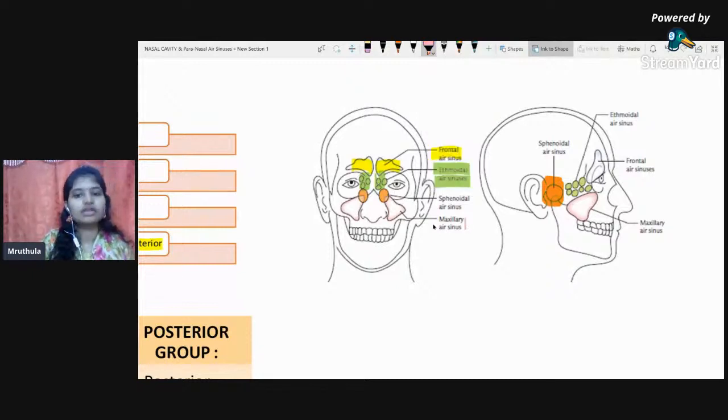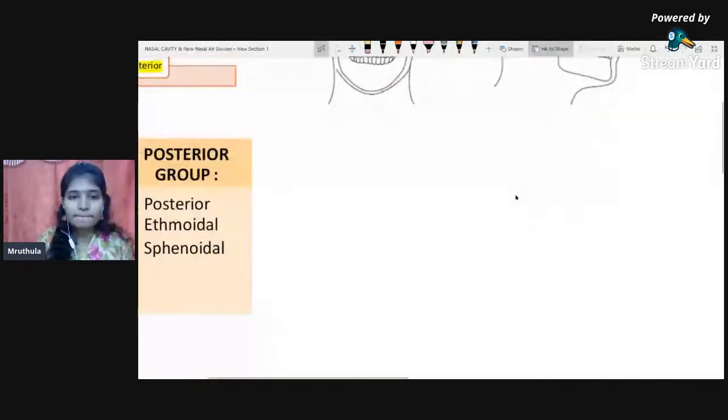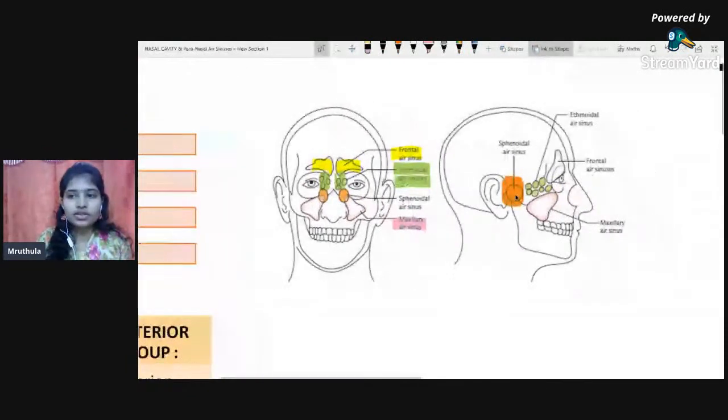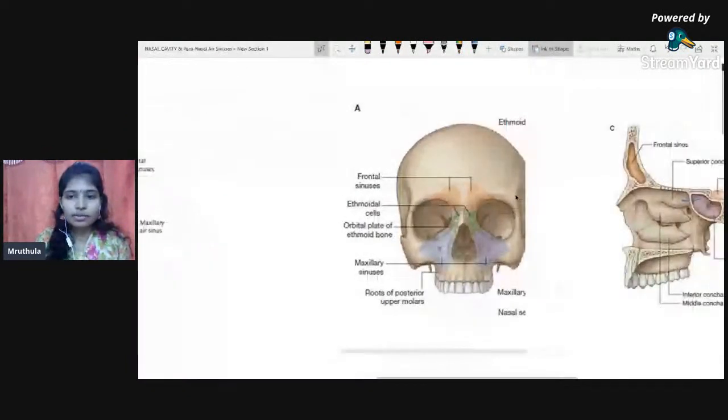So what is this frontal air sinus, what is ethmoidal air sinus, what is sphenoidal, and what is maxillary air sinus? See, we are naming them based on the bone in which they are formed. I said in anatomy the sinuses are those air cavities found within the bone. So let's get a better orientation.